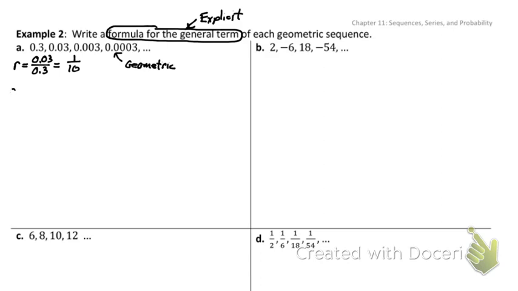And we just need our r value and our first term. Our first term is 0.3. Once we have our common ratio and our first term, that means we can go ahead and write our formula. Our explicit formula is going to be a sub n equals the first term times our common ratio. Now let's put our common ratio in parentheses to know that the whole thing is being raised to the power of n minus 1.